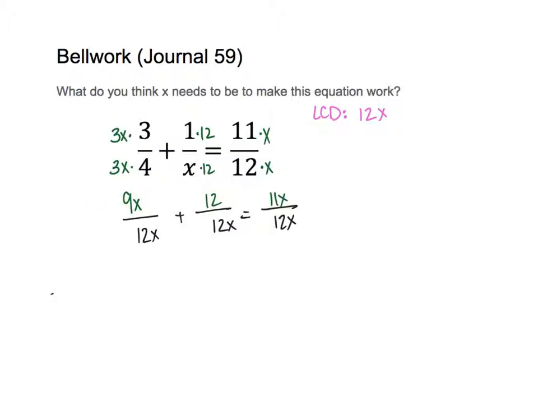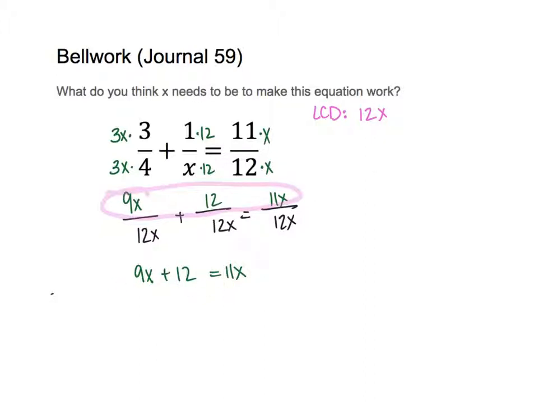So I'm going to grab the numerator because that's all that I have left now. Once you get all your denominators to be the same, you just have to look at the numerator to solve. So that means I just have 9x plus 12 equals 11x. And so if I want to figure out what x is, all I got to do is get x by itself. This is a normal algebra problem.